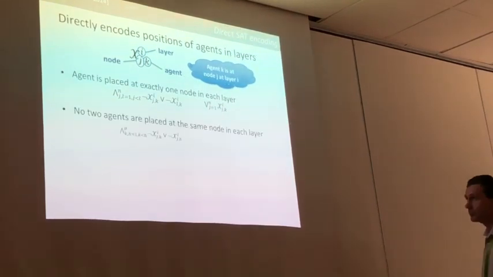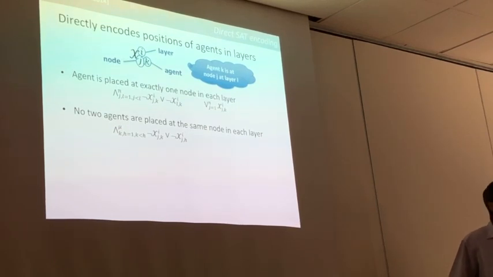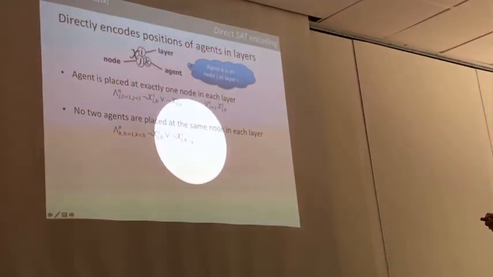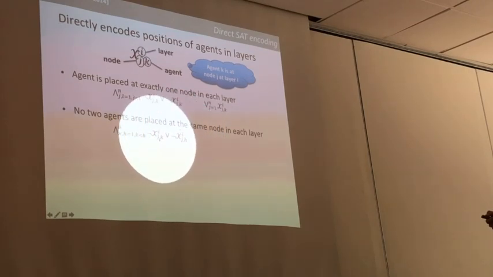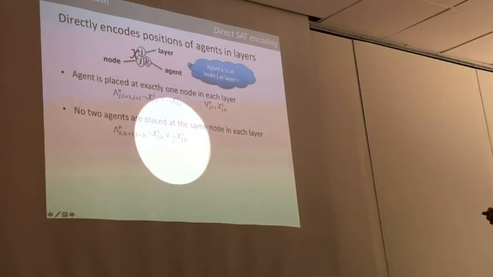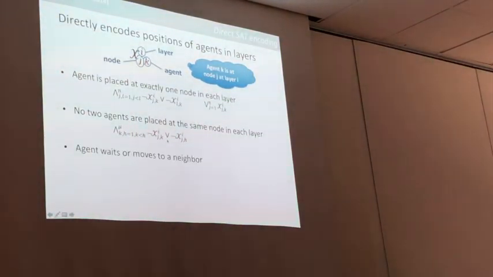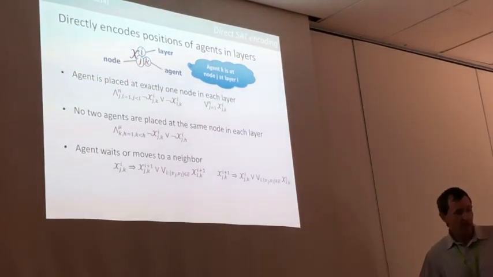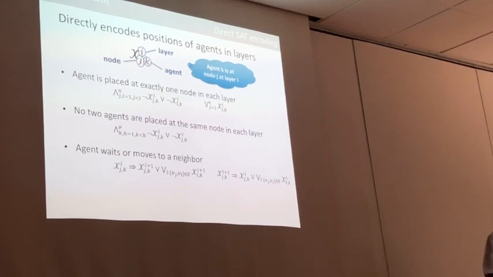So it means that exactly one of these variables for that agent and a given layer will be equal to 1. Okay? If we want to say that two agents are not placed at the same node at the same time, we use a very similar constraint to this one, but now we have two different agents, K and H, at the same layer, and we say that they cannot be placed at the same node J at the same time.